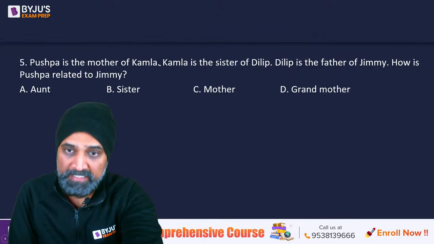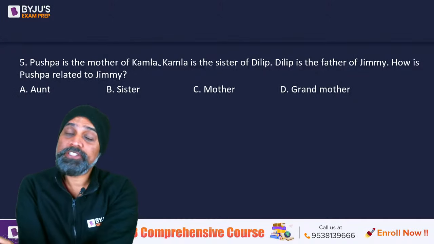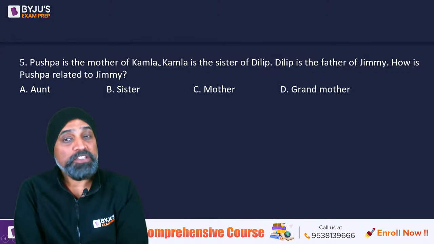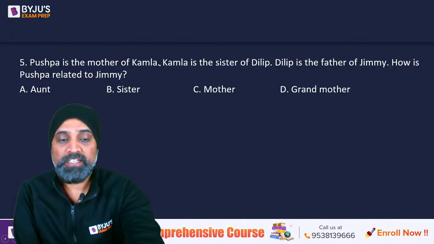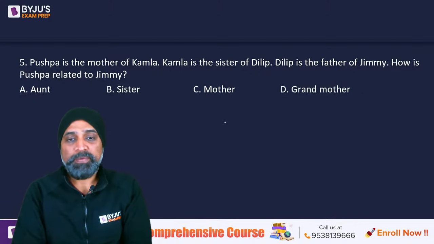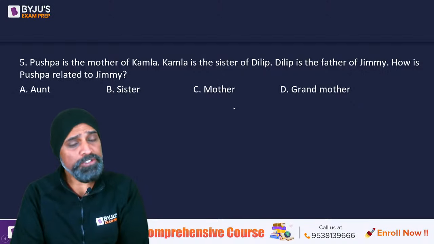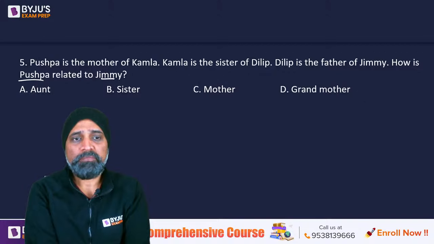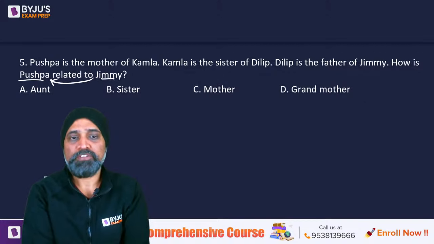Okay, next, a question related to blood relations. Pushpa is the mother of Kamla. Kamla is the sister of Dilip. Dilip is the father of Jimmy. How is Pushpa related to Jimmy? Right? A typical blood relations question, how do we deal with it? Pushpa related to Jimmy means Jimmy is going to call Pushpa by which relationship?